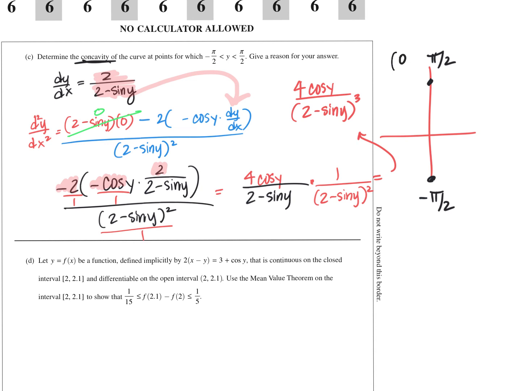This point is 0, 1. This point is 0, negative 1. 2 minus anything, these y values are going to be as high as 1 and as low as negative 1. 2 minus any quantity is going to keep this quantity positive, isn't it? Oh, the cosine of these y values, the x coordinates over here, are always positive.